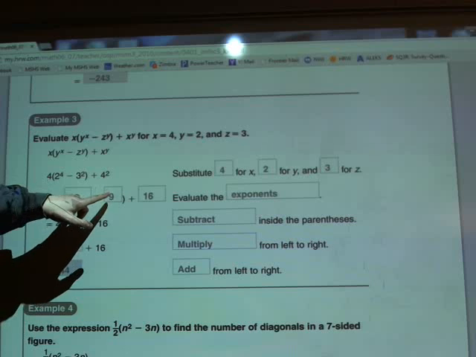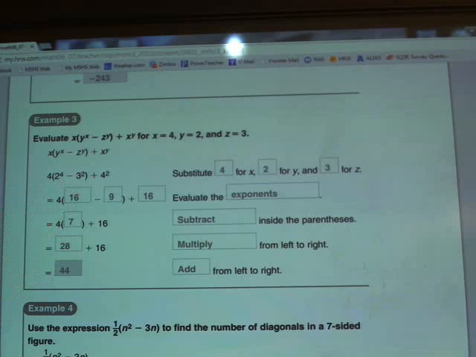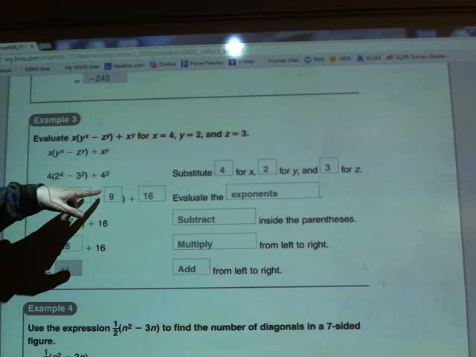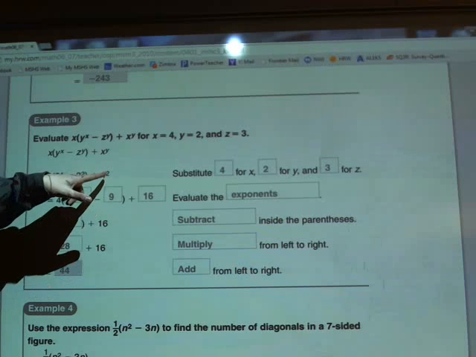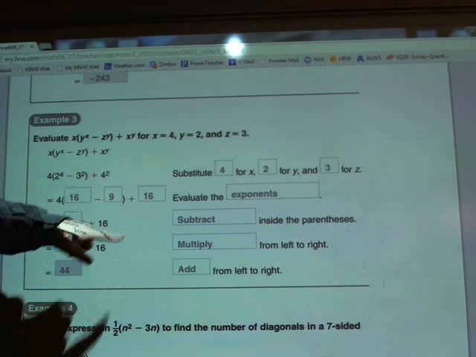So that changes into 16 minus 9 inside the parentheses there, and they fully simplified that. And they can, at the same time, since it's outside and it's not going to affect anything, they're also going to go ahead and take care of 4 squared. 4 squared would be 4 times 4, which is 16.